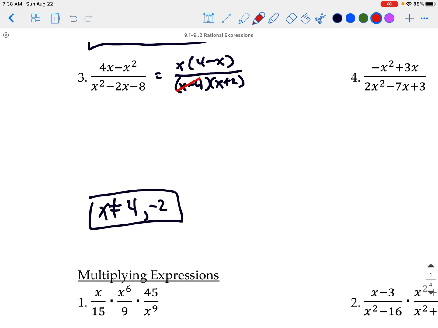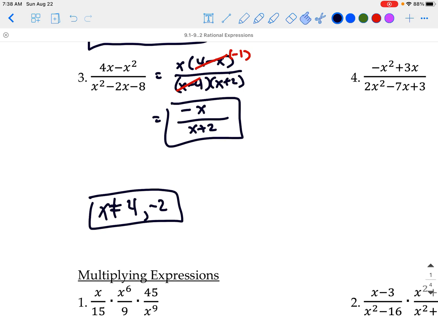And then we'll note that we can cancel x minus 4 and 4 minus x, but we'll note it's going to leave us with a negative 1 since they are opposites of each other. So that means we're going to get negative x over x plus 2. And we could distribute the negative to the denominator if we wanted to as well. So again, it doesn't matter in this case.